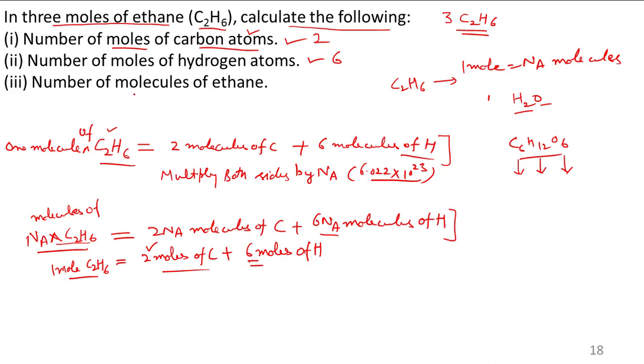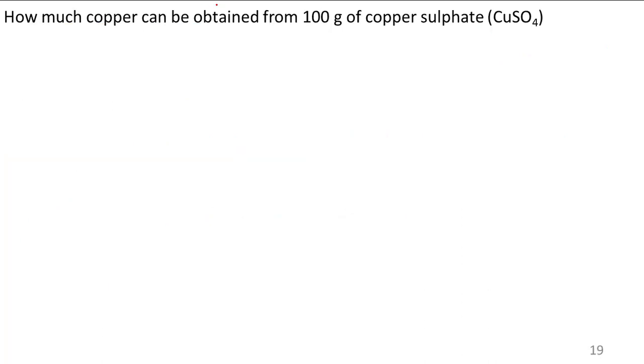Now he says calculate the number of molecules of ethane in 1 mole of ethane. We already said the definition of 1 mole is 6.022 into 10 raised to the power 23. So in 1 mole of ethane we have 6.022 into 10 raised to power 23 molecules of ethane. Why? Because 1 mole corresponds to this much number, and ethane is a molecule. This was very easy. Let us move to next.